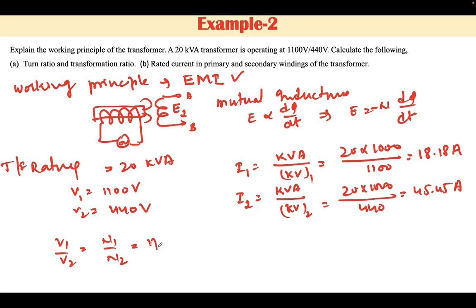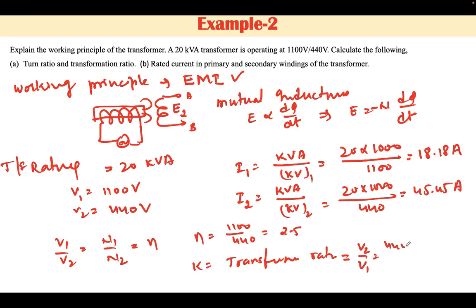For a transformer, we know V1 by V2 is equal to N1 by N2, and this is nothing but the turn ratio. N is equal to 1100 divided by 440, which is equal to 2.5. Now by definition we know K is the transformation ratio, which is V2 by V1. V2 is 440, V1 is 1100, which is equal to 0.4. This is the answer, this is what we are supposed to find out in this problem.